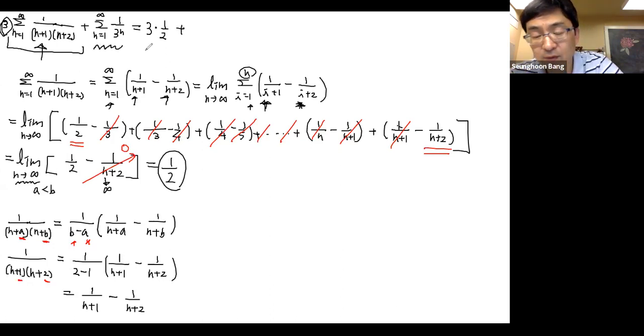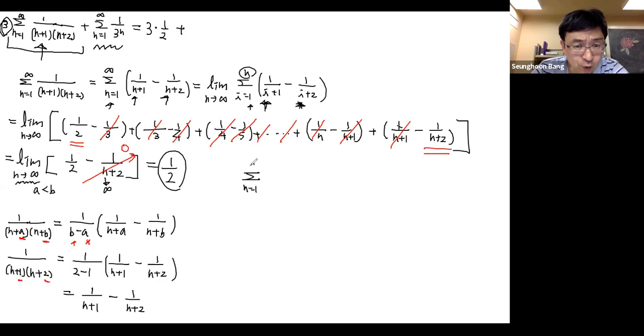How can you solve the second one? Do you know some idea how to solve this one? The summation from n equals 1 to infinity of 1 over 3 to the power n. Do you know how you can solve this one? Do you have any idea for solving the summation of 1 over 3 to the power n? Do you have any idea?